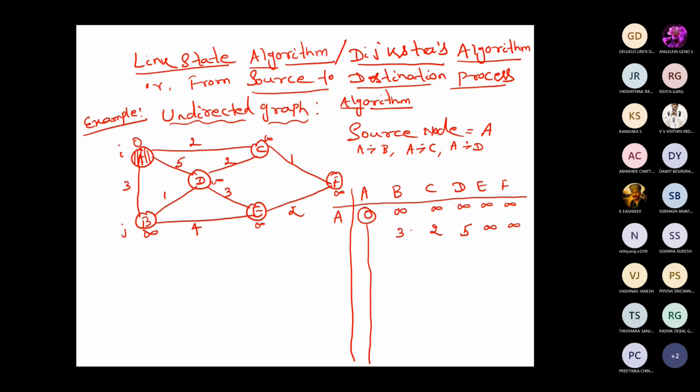Now in this row, which value is minimum? 3, 2, 5 and infinity. Which value is minimum, guys? We have to pick the minimum value only. Tell me, in this row which value is minimum? This 2 is minimum. Again we have to encircle this, and 2 belongs to which node? C. So we have to write the C.